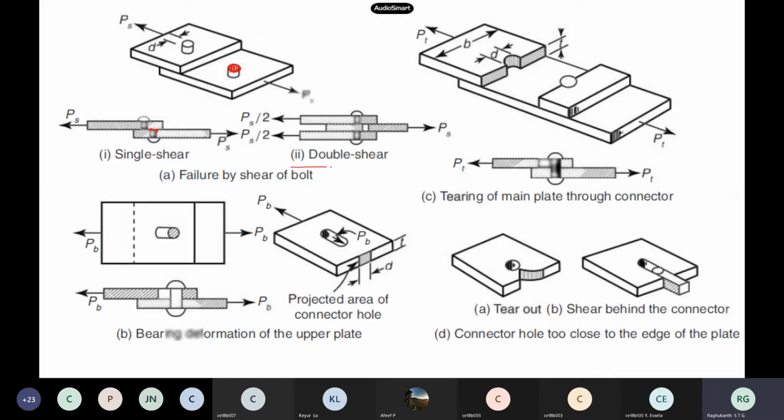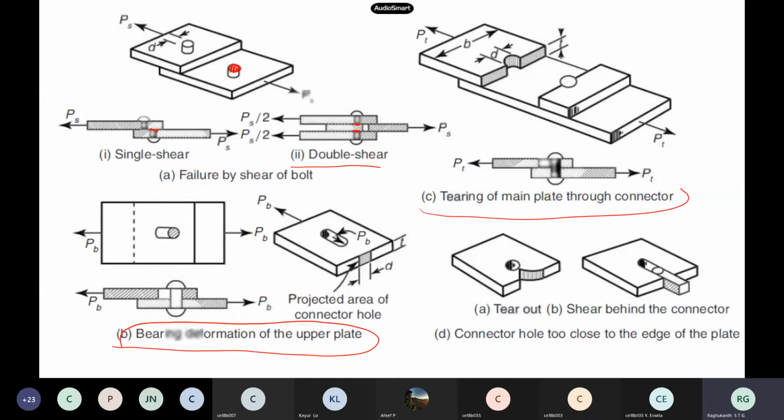Now suppose if it is a double shear, then you will be having two shear planes, one here, then another one here itself. So two shear planes are possible here. Now when you are having a bearing deformation, this is a bearing area. The bearing area is basically this portion, you have to take the actual area. So this is d into t or something, I will write it down also. So this we will try to find out.